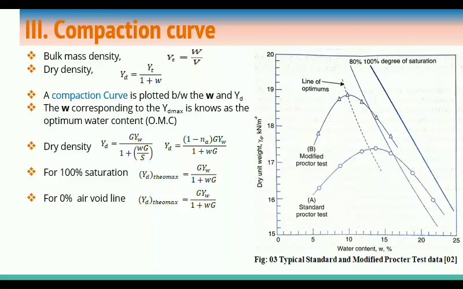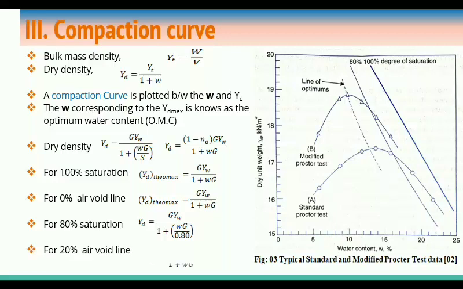But in the case of 80% saturation, we can put the value of S equal to 0.8 and get this value. For the 20% air voids line, we can put n equal to 0.2, and we can get this value. By comparing these, we can say that these two values are not equal.